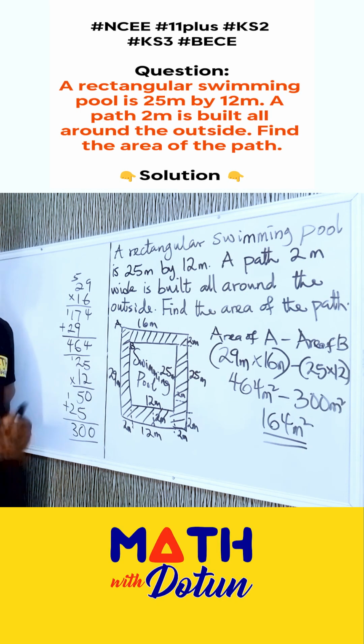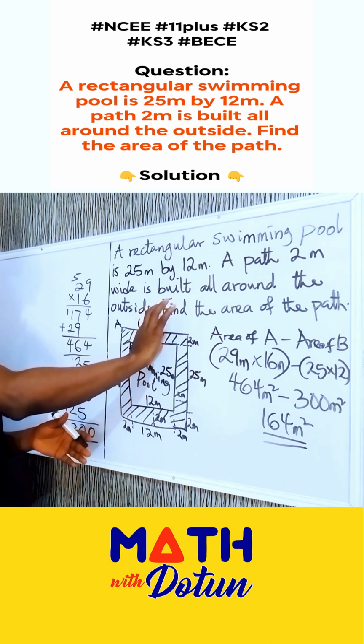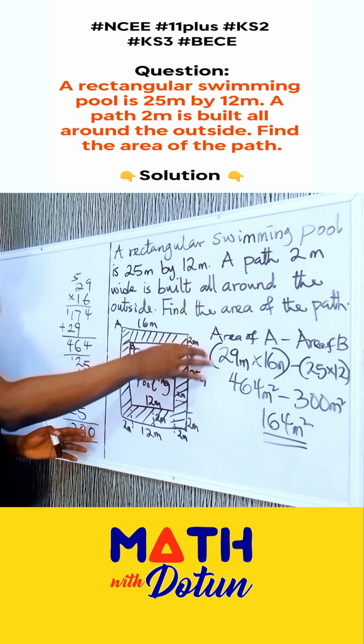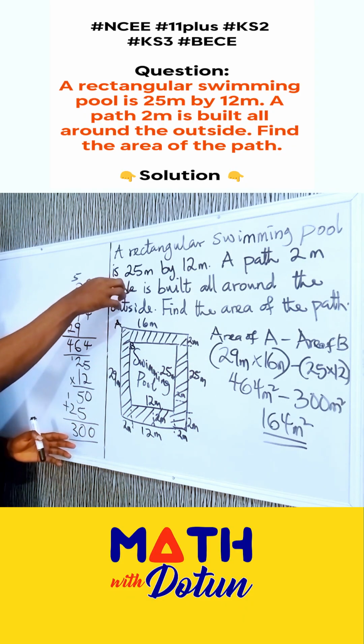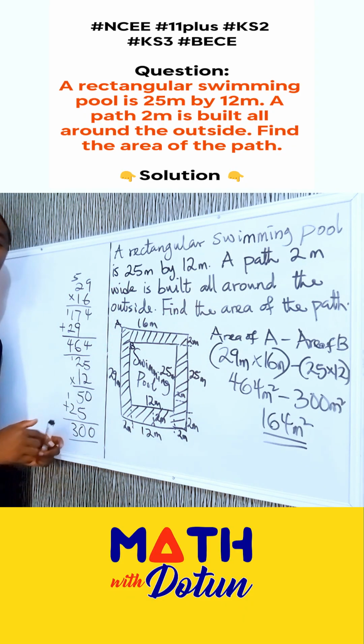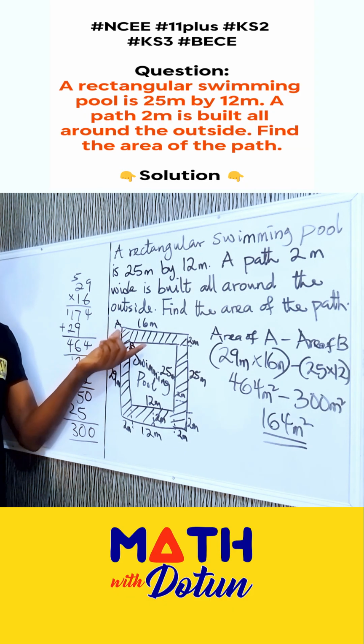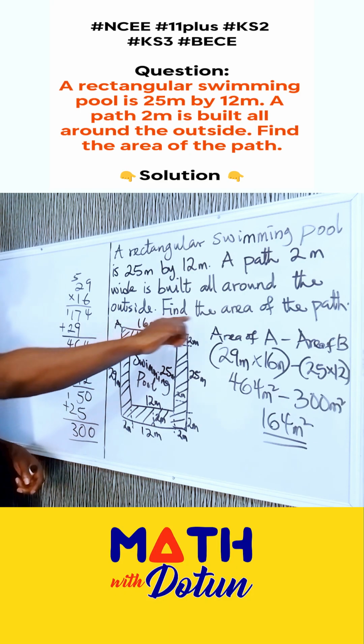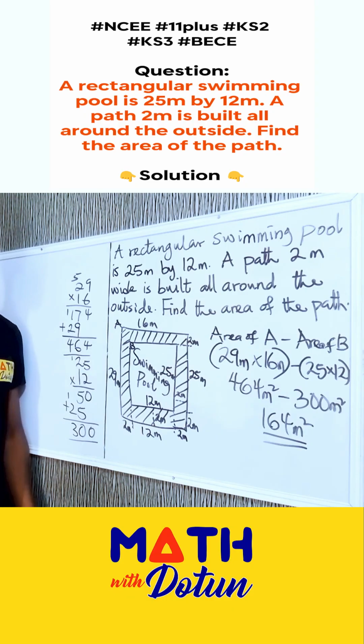The important thing is for you to be able to interpret and analyze the question correctly, knowing that a path built outside 2 meters wide will go like this: 2 meters, 2 meters, 2 meters, 2 meters, and it will form another rectangle outside it. Then to find the area of the path, you subtract the area of the swimming pool from the total area of the bigger rectangle. That is what we did. We have 164 meters squared.